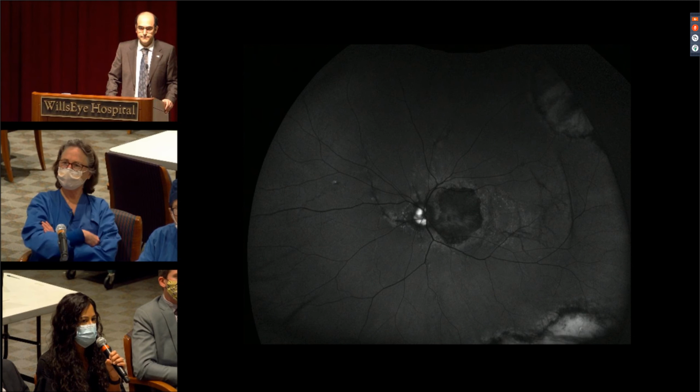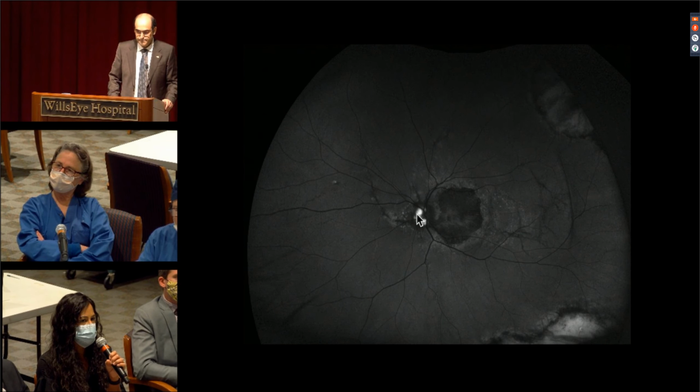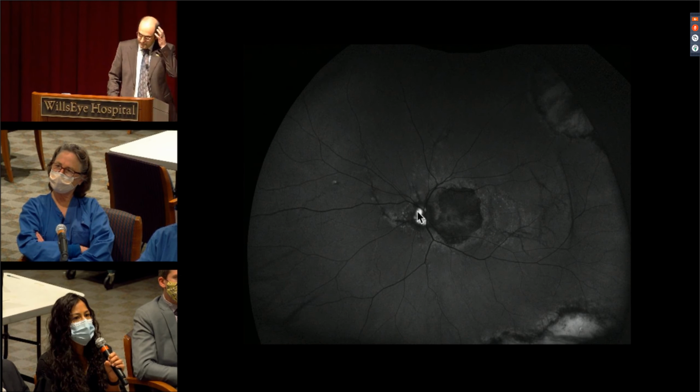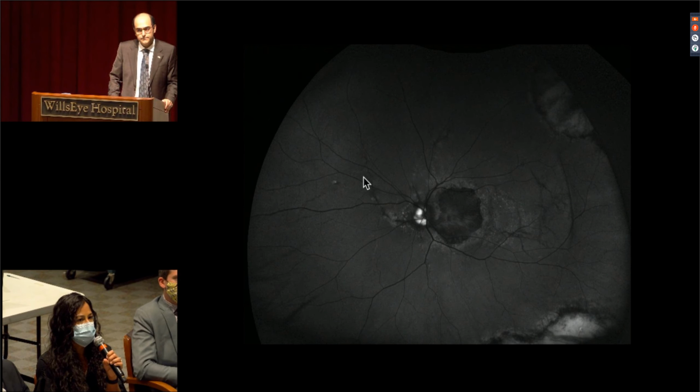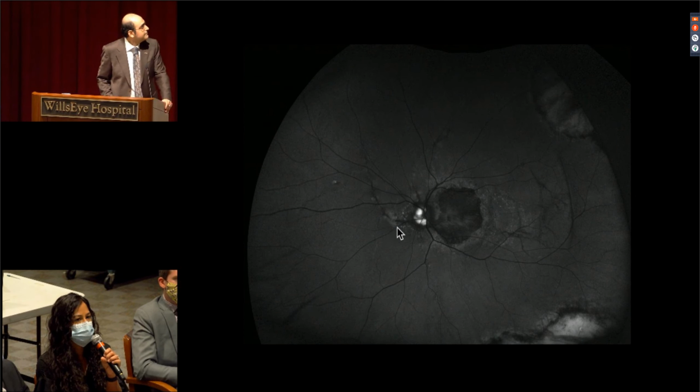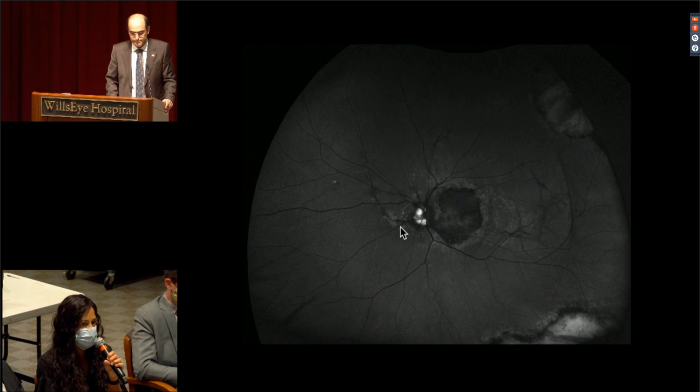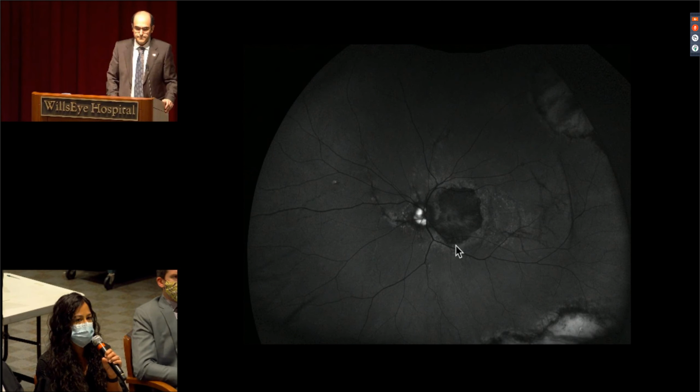So strong hyperautofluorescent signal overlying the nerve. This demonstrates nicely the linear streak-like pattern of hypoautofluorescence correlating to those streaks that we saw on the color fundus photo. Interestingly, here there's a halo of hyperautofluorescence surrounding. And then looking at the macula, again, a large area of hypoautofluorescence with a ring of speckled hyper signal here.